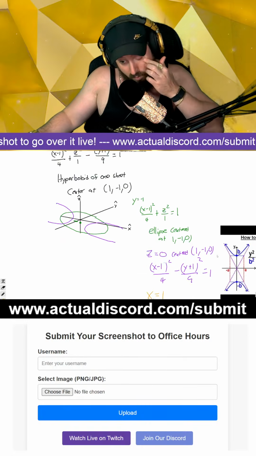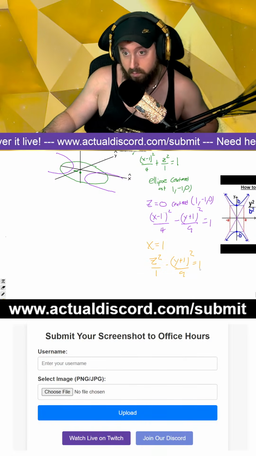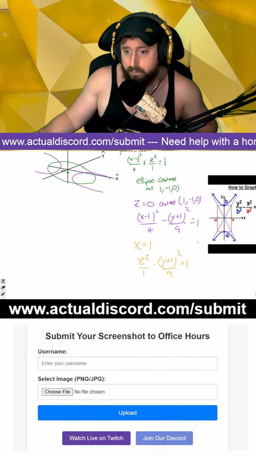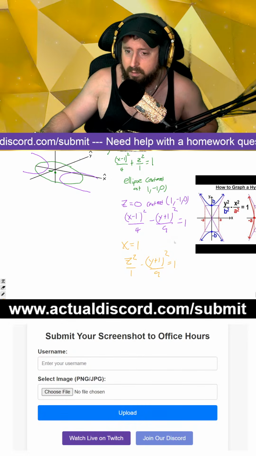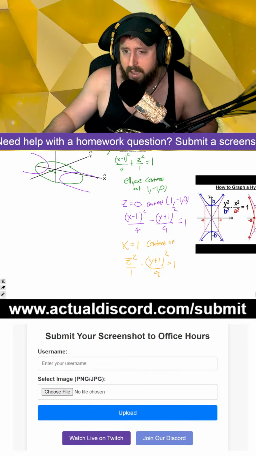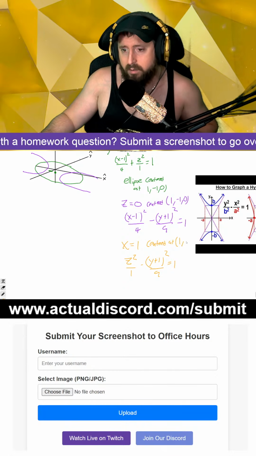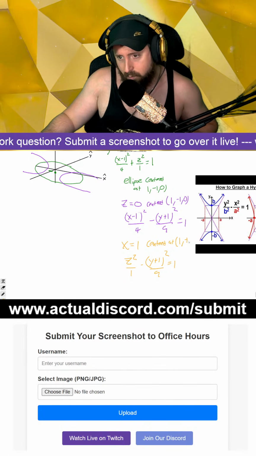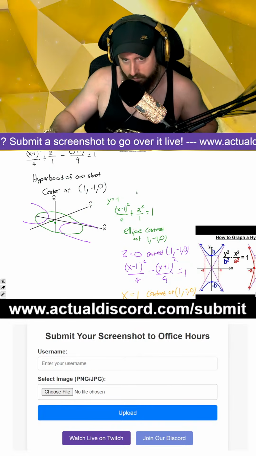And that's all equal to 1. Cool. That's another hyperbola, and that's going to be centered at negative 1 comma 0. Okay, everything's actually centered at 1, negative 1, comma 0.